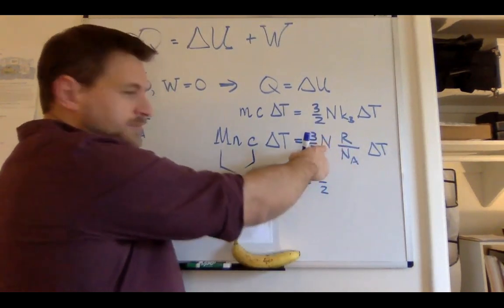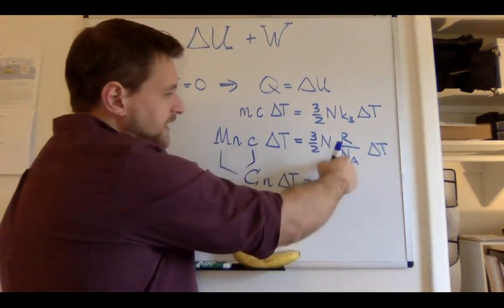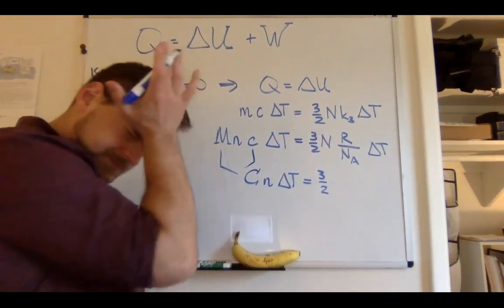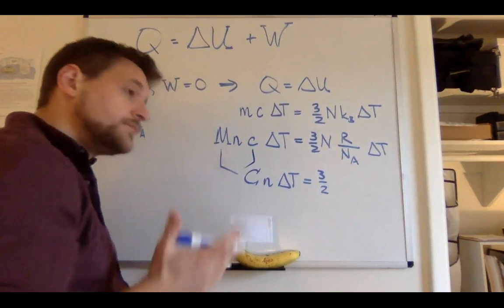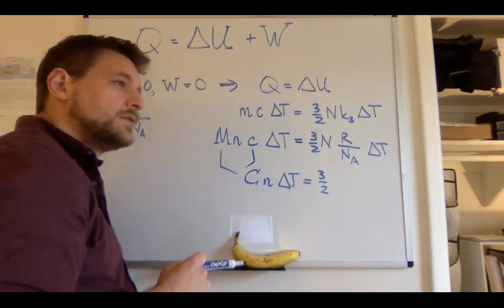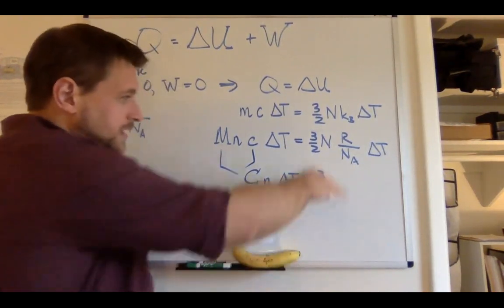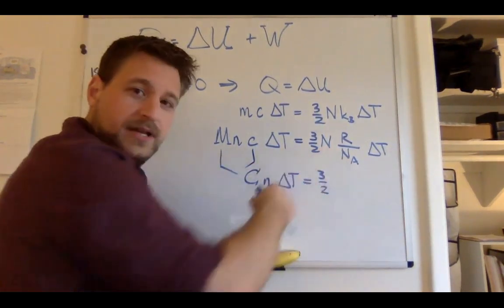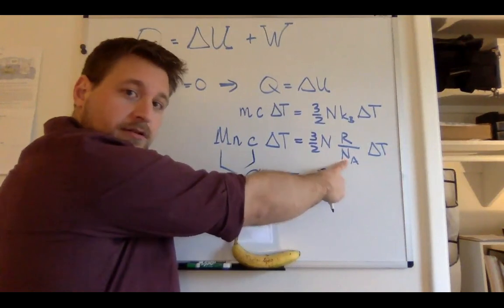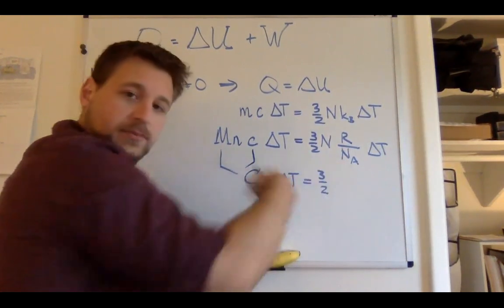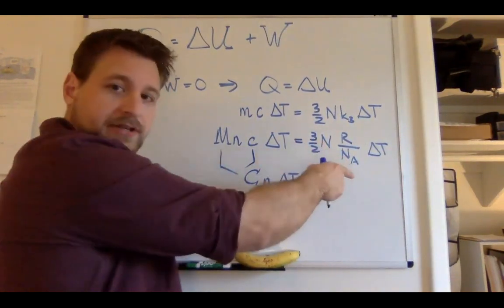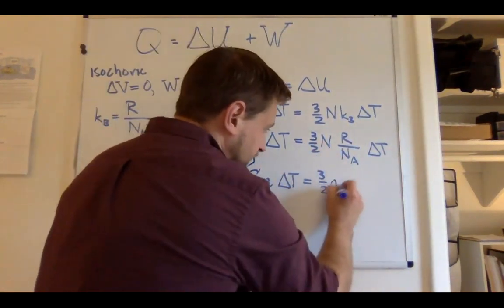Now, the number of molecules divided by Avogadro's number. Well, okay. Suppose there are 12 times 10 to the 23rd molecules. If we divide by 6 times 10 to the 23rd, Avogadro's number, we'll end up with 2 because there are 2 moles. So capital N over Avogadro's number, that's just the number of moles.